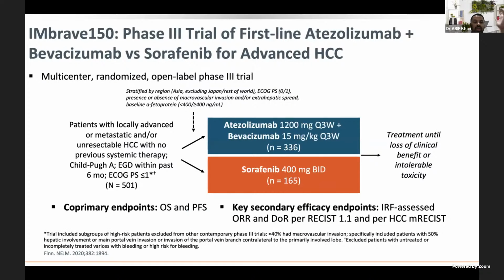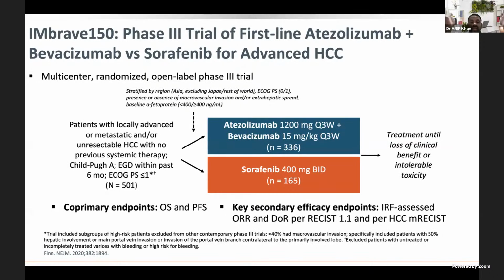So IMbrave150, we know all about this. Basically, a phase 3 trial, which was stratified according to the region, performance status, presence or absence of macrovascular invasion or extrahepatic spread, AFP more than 400 or less than 400, in metastatic or advanced HCC not amenable to any loco-regional therapy, without any prior systemic therapy. Those who had fair liver function were included in this trial. Child-Pugh B was excluded, though we use it in our practice because real-world scenarios are different.